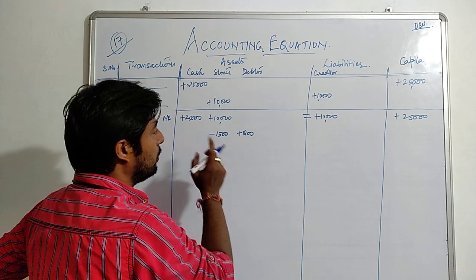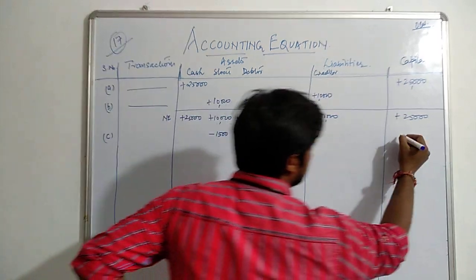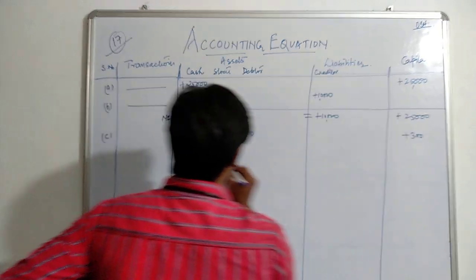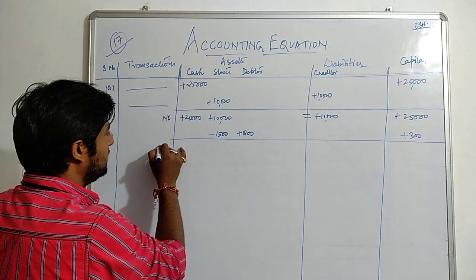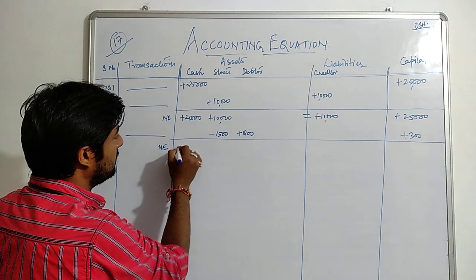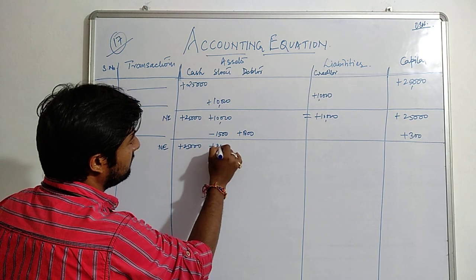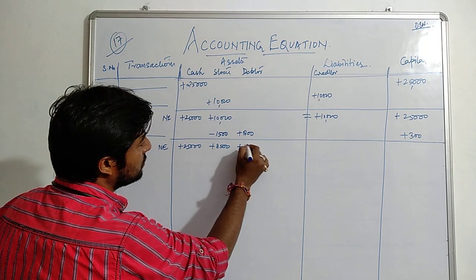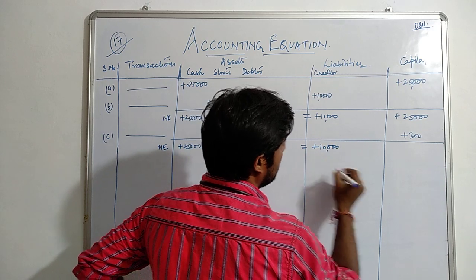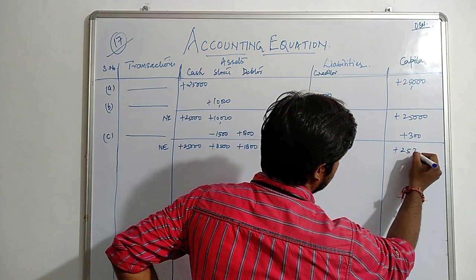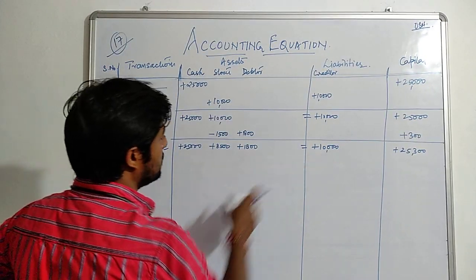Got the point? Now 1500 is a cost and you sold it for 1800. That means 300 is your profit. So your capital is going to increase by 300. Now at last, see the new equation. What is the new equation? Cash 25,000. Here positive 8500. Here positive 1800. Here positive 10,000. Here positive 25,300. Now check whether both the equations are equal or not.